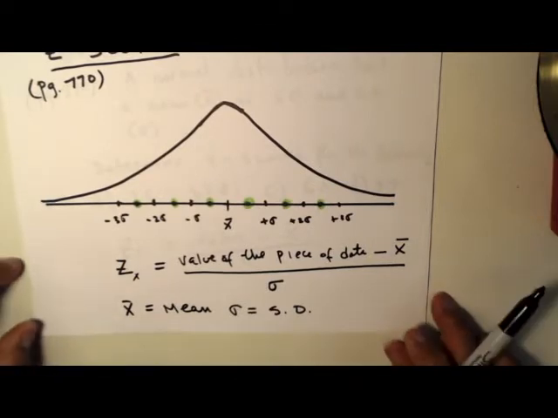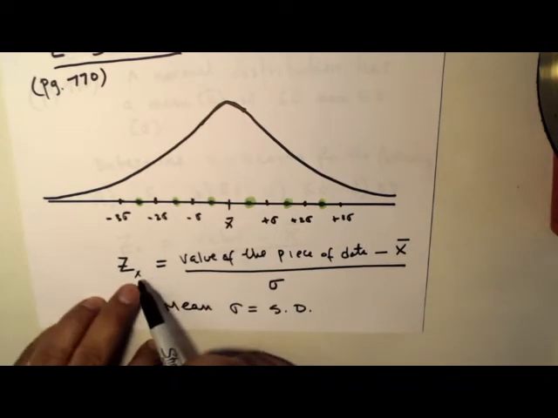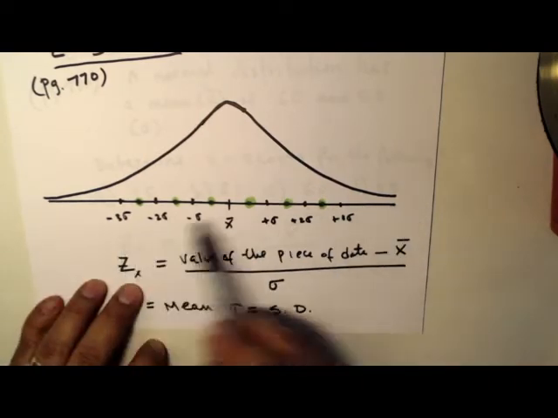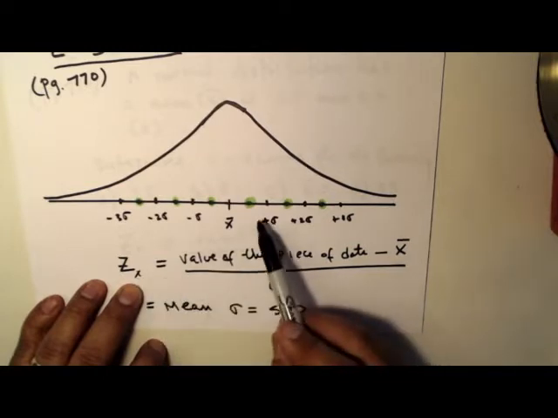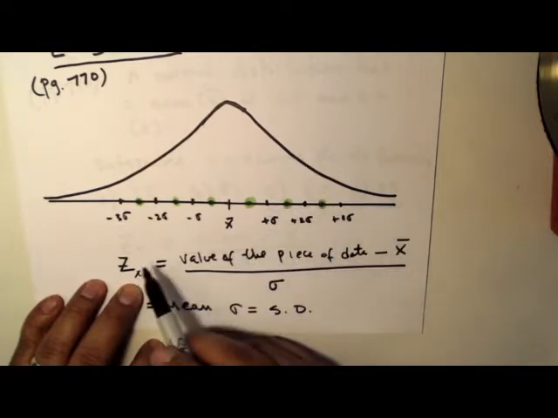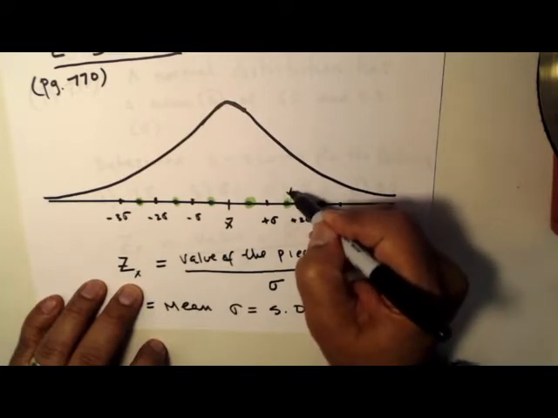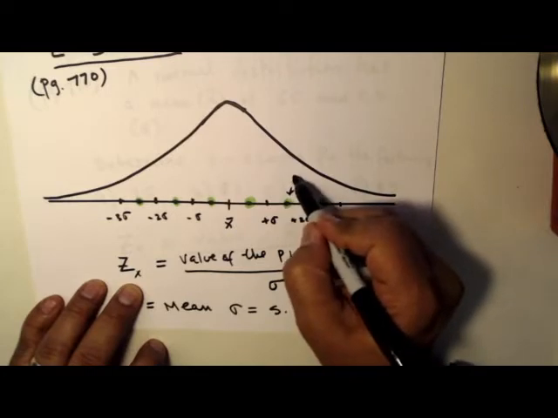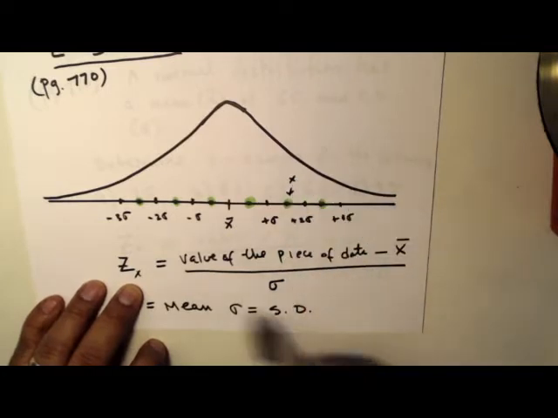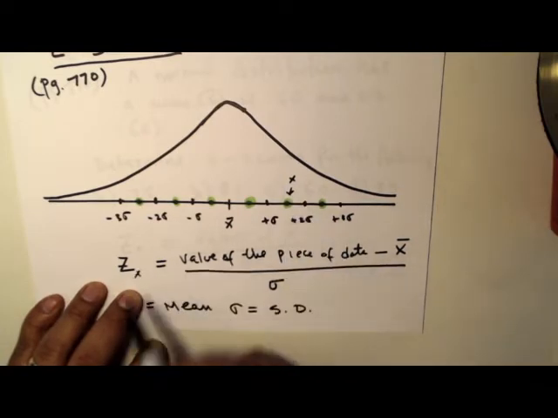And there is a formula to calculate the Z-score for a value on the x-axis right here. Remember, this is the value that you pick, right? Let's say, for example, you pick this value. That will be the calculation of the x. This is just for us to remember that we calculated this particular point.